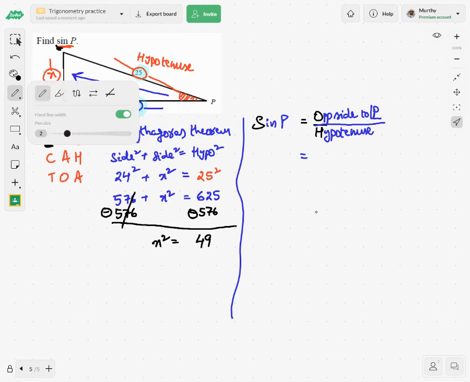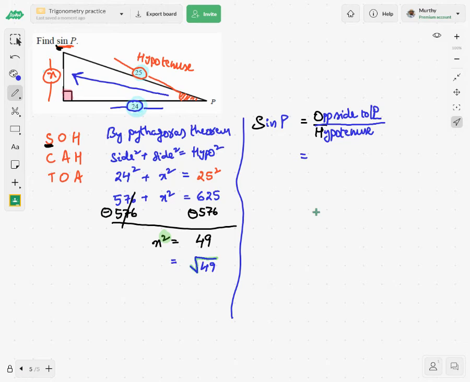Again, the next step is you have to eliminate the square symbol. If you are eliminating square symbol, the inverse operation you have to perform, that is square root. Again I'm repeating, inverse operation of square is square root. Therefore, let me take square root of 49 in order to find the value of x. Square root of 49, 7 times 7, that is 49. Therefore, the value of x is 7.